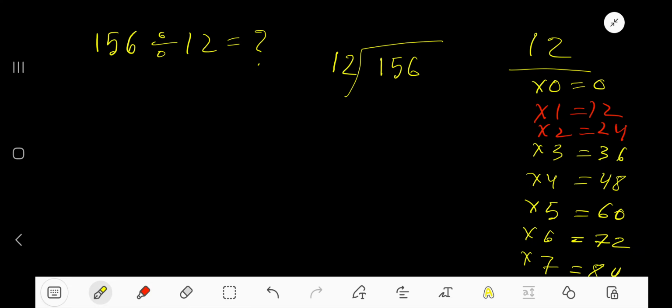This process will continue. 12 goes into 1 how many times? 0 times, as our current dividend 1 is less than 12. So 0 times 12 is 0. Subtract 1, bring down the next digit 5.